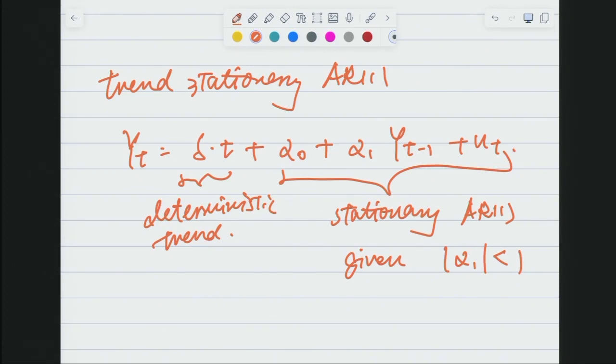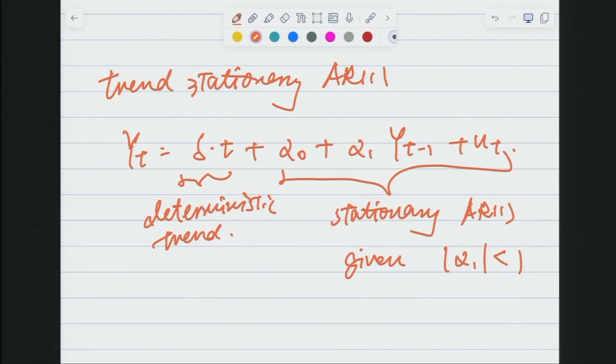Anything that is trend stationary is itself non-stationary, because it's stationary around the trend. The trend makes it not stationary. The trend stationary series can be made stationary by detrending. It's the detrended series that is stationary, okay? So be careful with the terminology. So this is the deterministic trend.